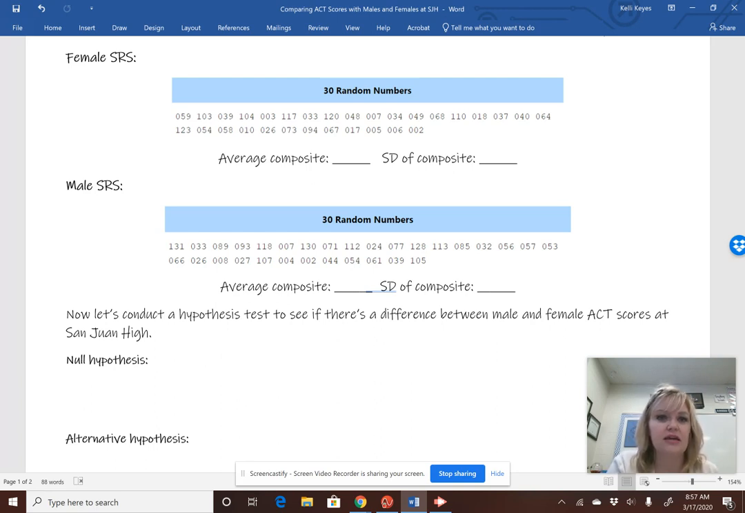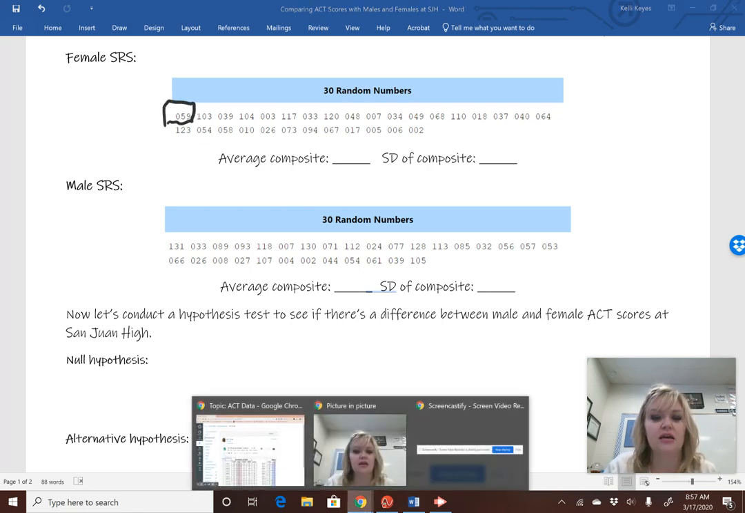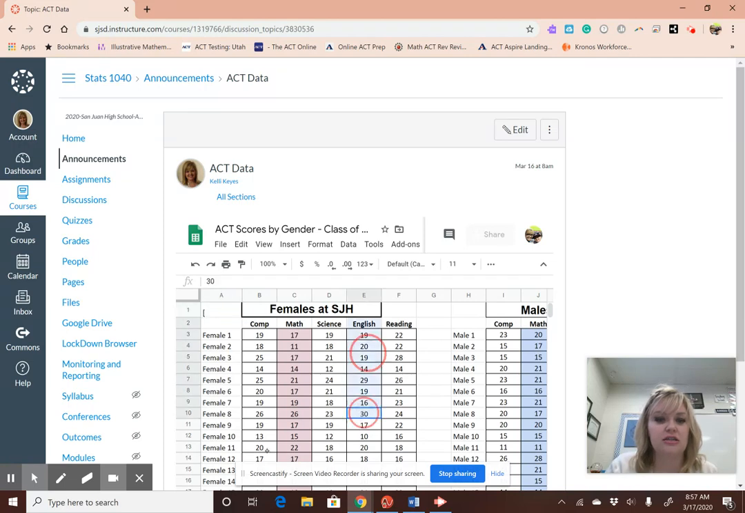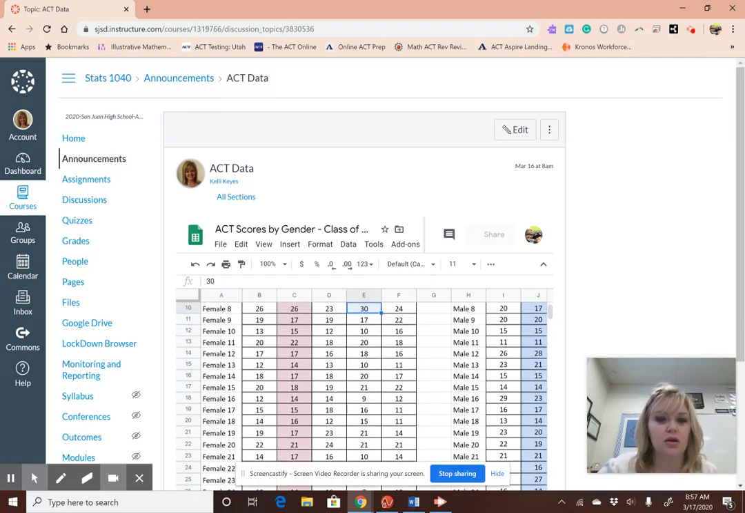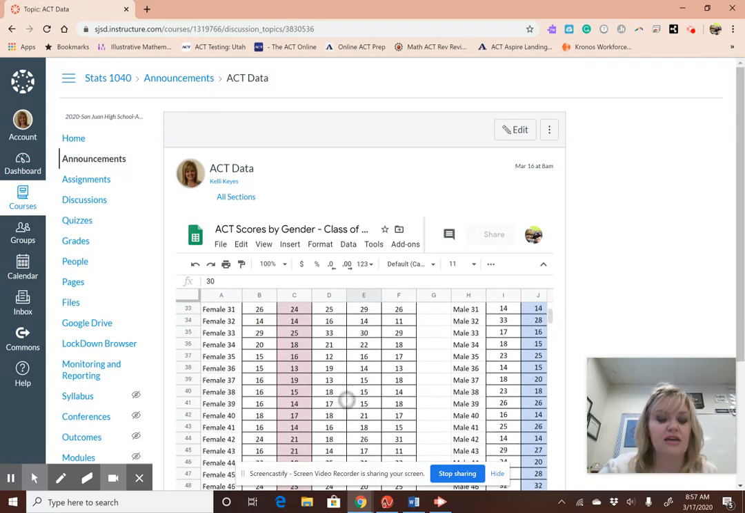As you can see here, the first female was number 59. So then I look on my sheet for female 59. And for this example, I was looking at the composite ACT score. On your quiz, you will actually be looking at the math score, which is the highlighted one. But for now, here's female 59, and she got a composite score of 20.